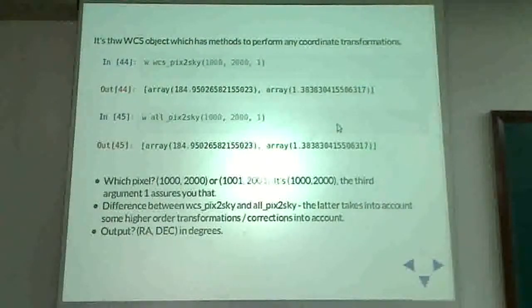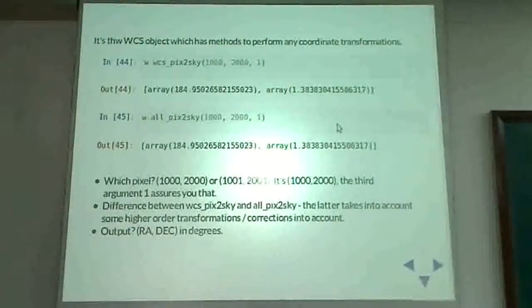This is the output. I could also say, instead of wcs_pix2world, something like all_pix2world. I get the same output in this case. Let's dissect all of this. Firstly, when I say 1000, 2000, am I referring to the 1001, 2001 pixel, or am I referring to the 1000, 2000 pixel? Well, this number 1 that you see as a third argument is what governs how these two numbers should be interpreted. If I put a 1 here, it means I'm counting in the natural, human system. So this is the 1000 and 2000 pixel.